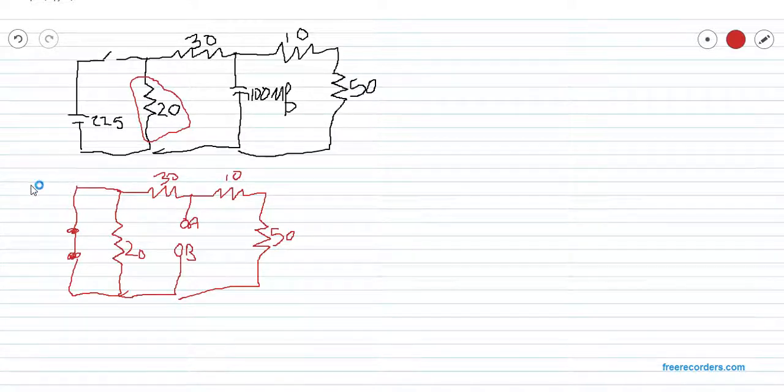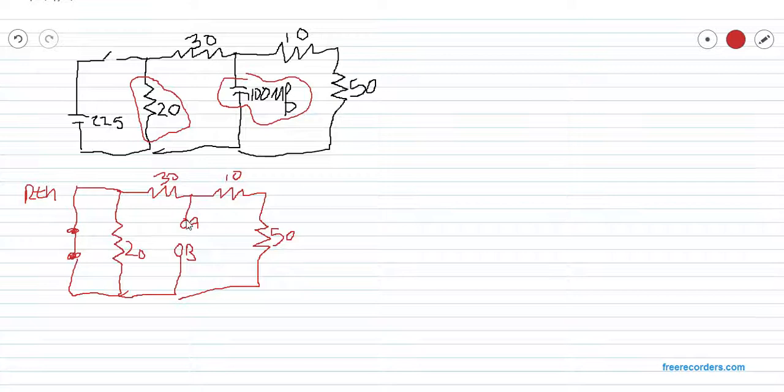So the first thing we want to do is redraw the circuit to find our Rth across the capacitor. So I've drawn that here, replaced that with an open circuit between A and B, and I've taken the voltage source and shorted it out. Remember that voltage sources get shorted and current sources become open circuits.